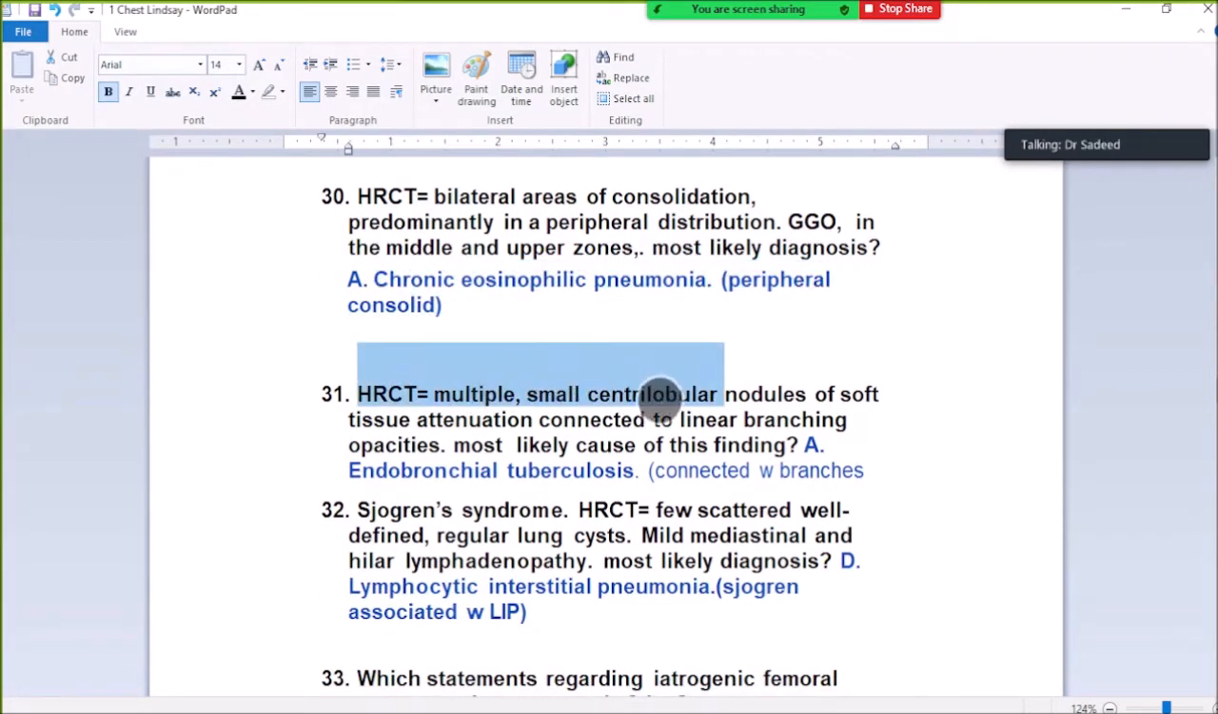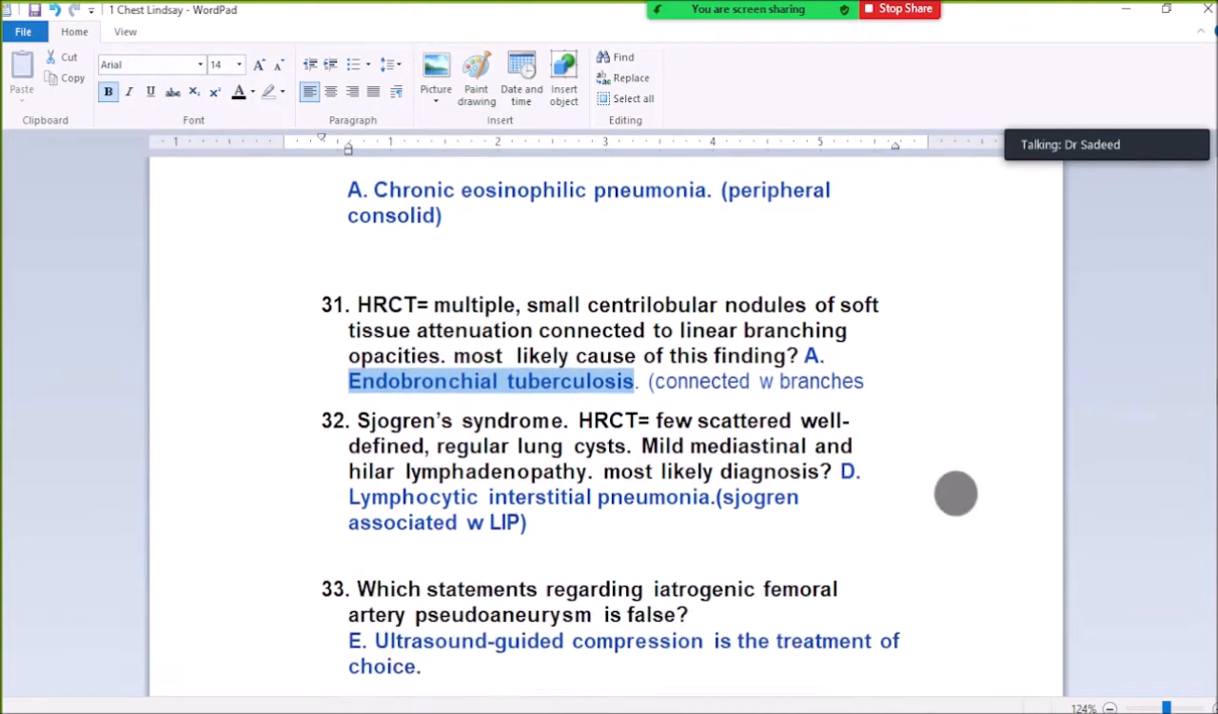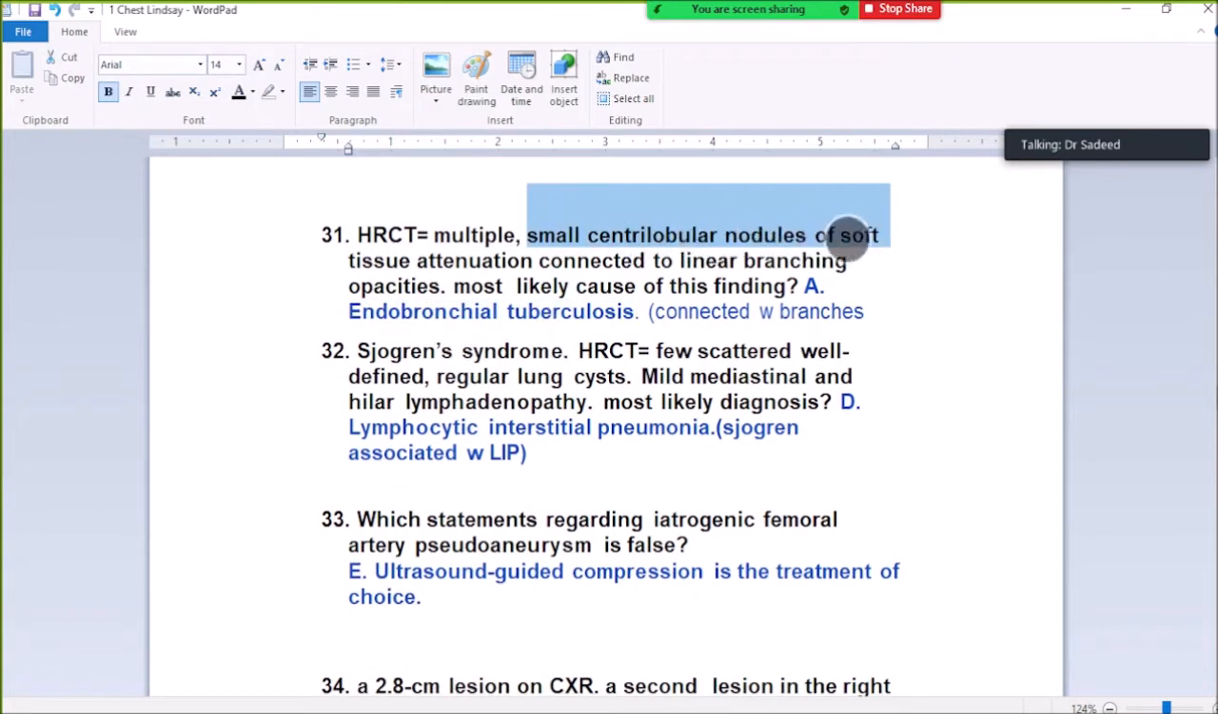31. HRCT with multiple small centrilobular nodules of soft tissue attenuation connected to linear branching opacities. Most likely cause of this finding is endobronchial tuberculosis. Important: nodules connected with branches are seen in endobronchial tuberculosis. Multiple small centrilobular nodules of soft tissue attenuation connected to linear branching opacities.